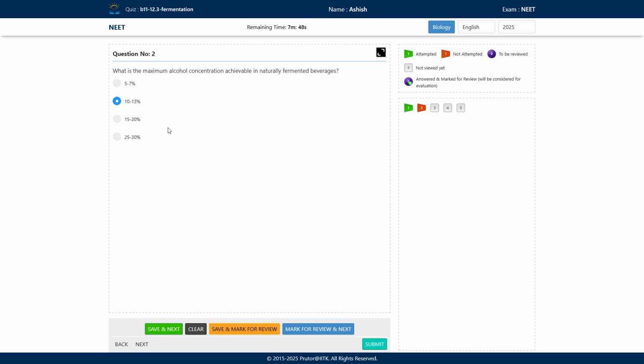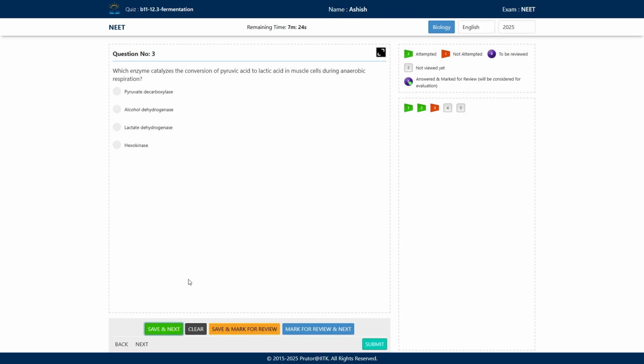Because when the concentration of alcohol reaches 13%, usually yeast poisons itself to death. So that much concentration is not tolerated. Therefore, the maximum alcohol concentration that can be achieved in naturally fermented beverages by yeast is 10 to 13%. Let's look at the next question.